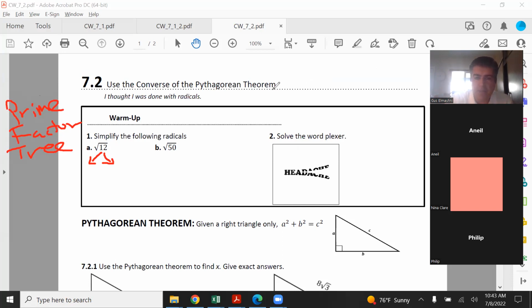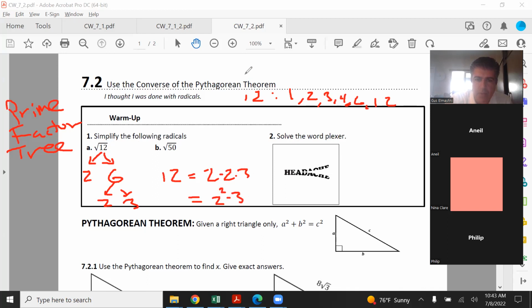So 12 obviously has a bunch of factors, right? 12 has 1, 2, 3, 4, 6, 12. Those are all factors of 12. But if you break it down to its prime factors, you can do 2 and 6, and then break the 6 down to 2 and 3. So this means that 12 is 2 times 2 times 3, or 2 squared times 3.